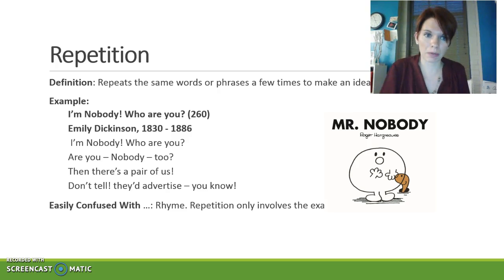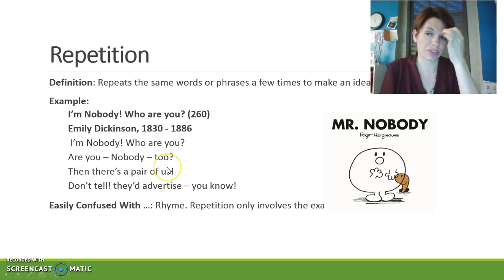And then repetition, like we were saying, repeats the same word or phrases a few times to make an idea clearer or to build rhythm. Again, in songs, they will repeat the same word or phrase a lot, especially in the chorus or refrain or the hook, and that is to create a sound.